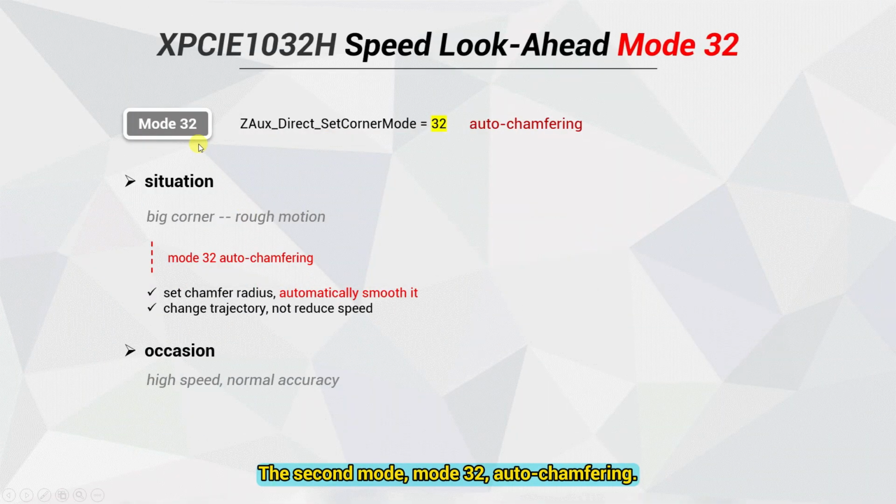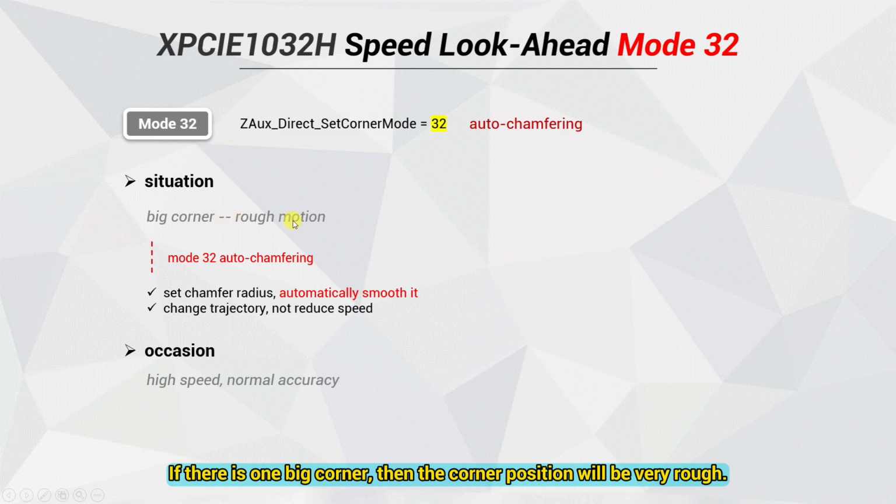The second mode, Mode 32, auto chamfering. If there is one big corner, then the corner position will be very rough. Speed look-ahead Mode 32 can be used to set chamfer radius, to change the trajectory, making the corner be smooth. Therefore, it suits to high speed but normal accuracy occasion.